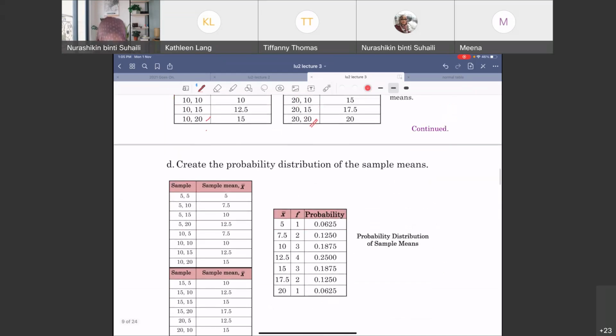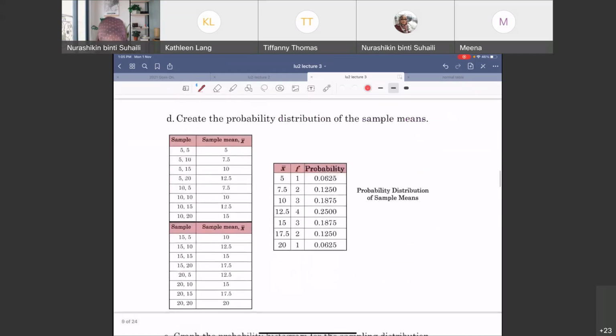All right, so here are the samples. The same thing actually. The sample mean is just written down again. Our x value is the sample mean. You can see that these values are the ones we are concerned with, so we put it as x bar. And then f is the frequency, how many times it occurs. For example, 5 occurs once, 7.5 twice, 10 three times, so that's why it's 3, and until 20, only 1. So that is the frequency.